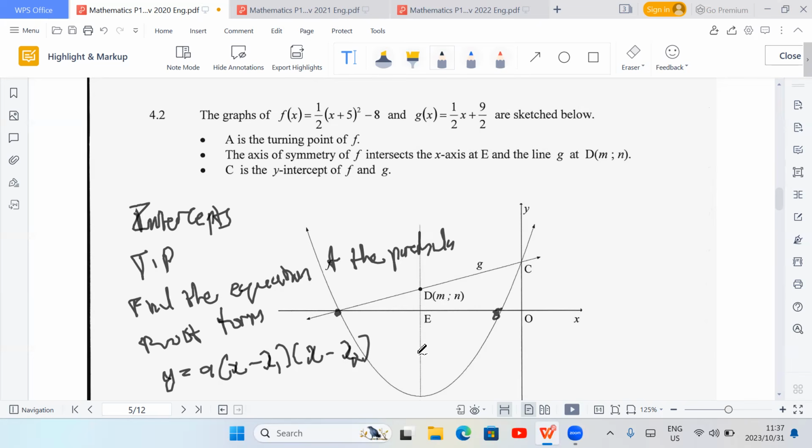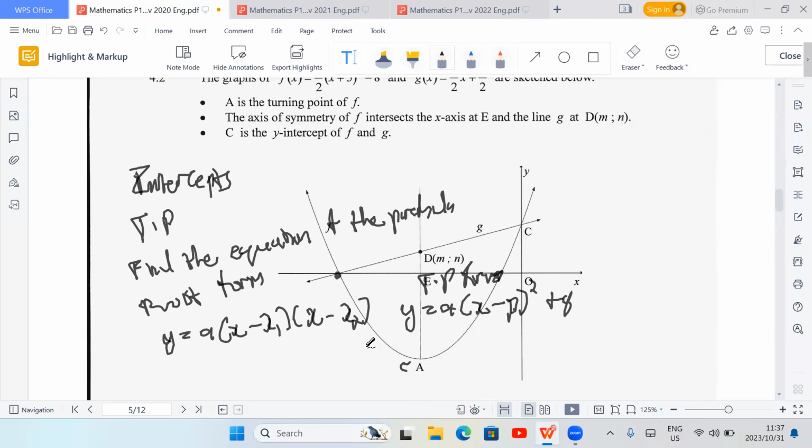And then also, if you're not given the intercepts, you can find the equation of the parabola using the turning point form, so TP form. By saying a(x minus p) squared plus q, where your p and q would be the coordinates of the turning point. So that's if you are given the turning point and you are given any other point. That can be in the form of the y-intercept in most cases.